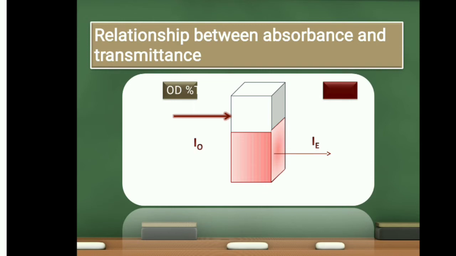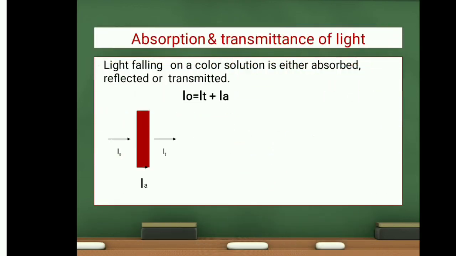Relationship between absorbance and transmittancy. Light falling on a colored solution is either absorbed, reflected, or transmitted. I naught is equal to IT plus IA.